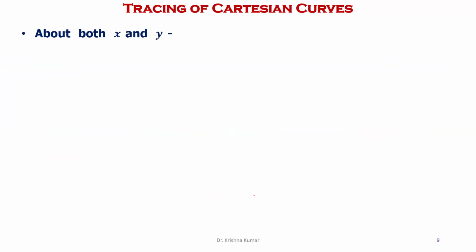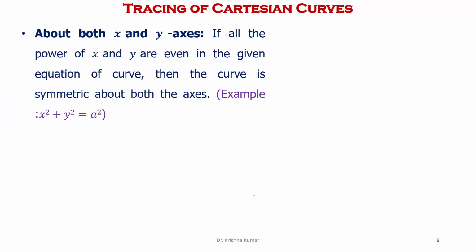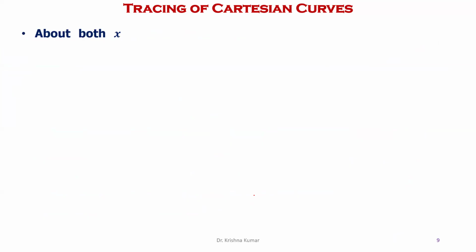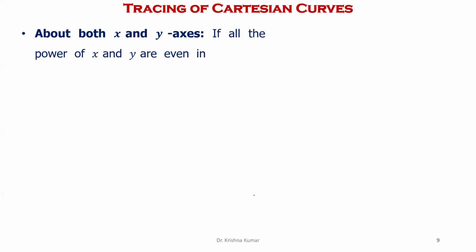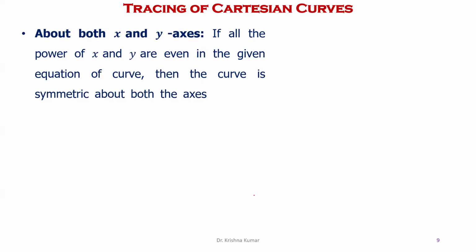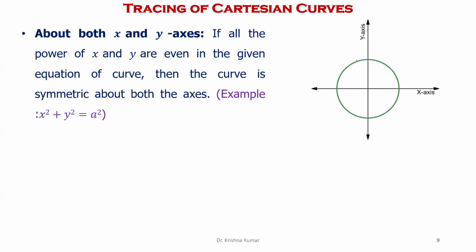About both the x and y-axis: if all the powers of x and y are even in the given equation of the curve, then the curve is symmetric about both the axes. For example, x square plus y square is equal to a square. It is a circle, so it is symmetric about the x-axis as well as the y-axis.